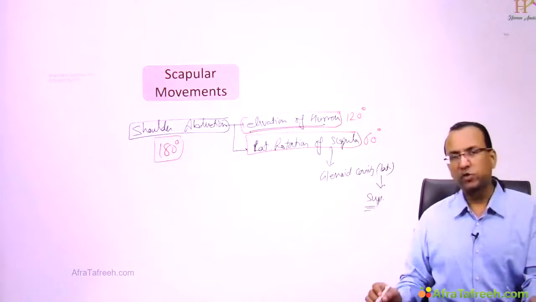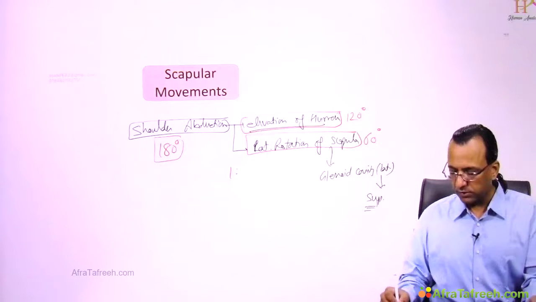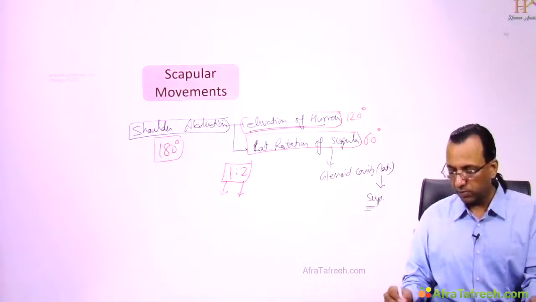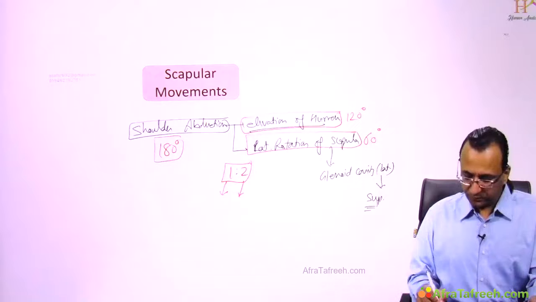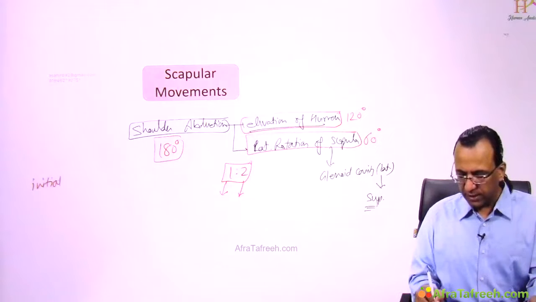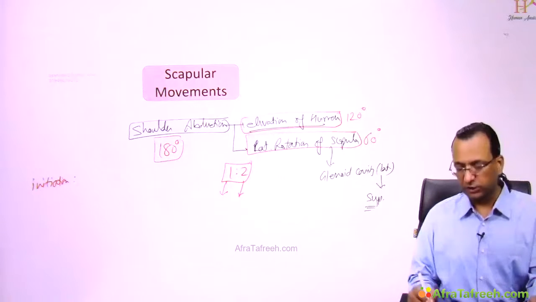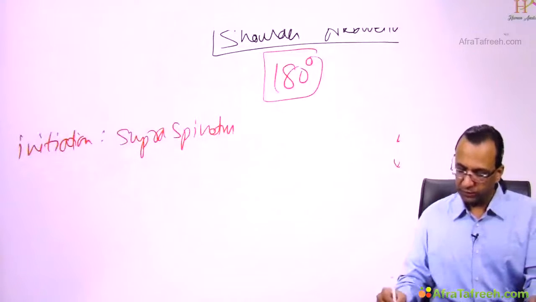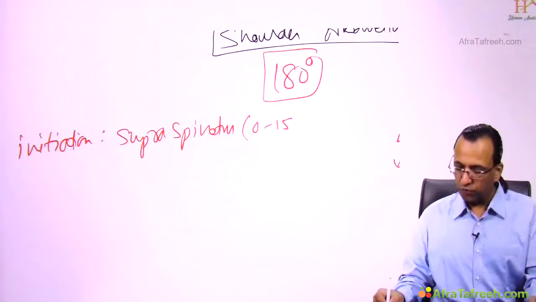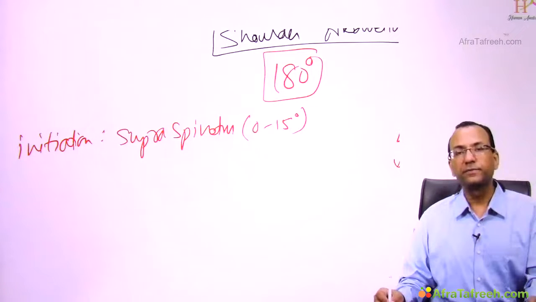You mean to say 1:2 ratio? Yes, it is a 1:2 ratio. 2 is the movement of the humerus and 1 is the movement of the scapula. Also remember, who is doing the initiation of the abduction? Initiation of the abduction is done by the supraspinatus, the muscle which works chiefly in the 0 to 15 degrees of abduction.